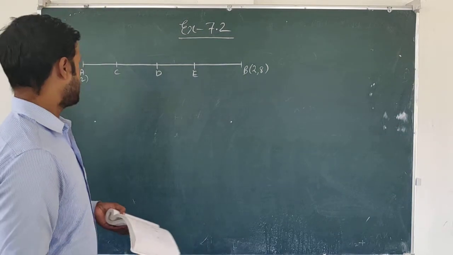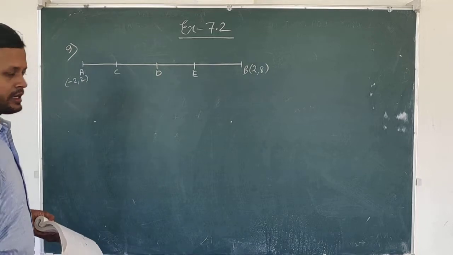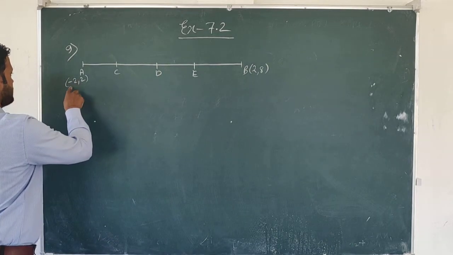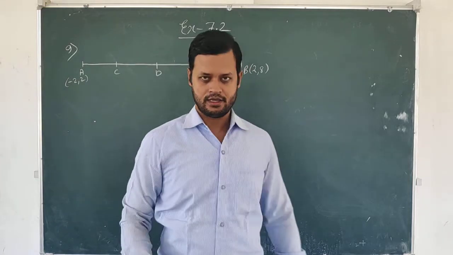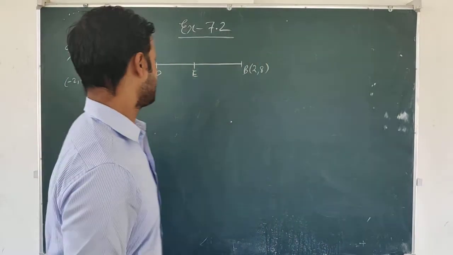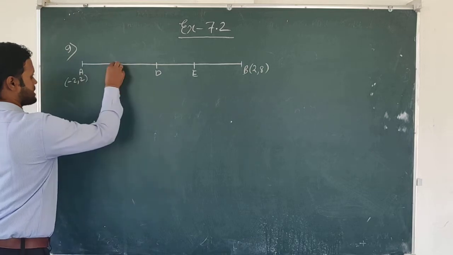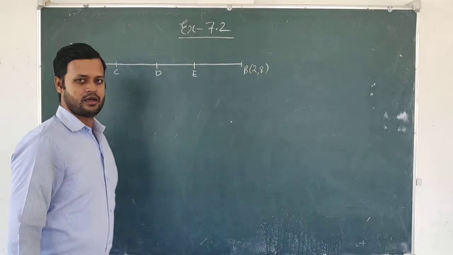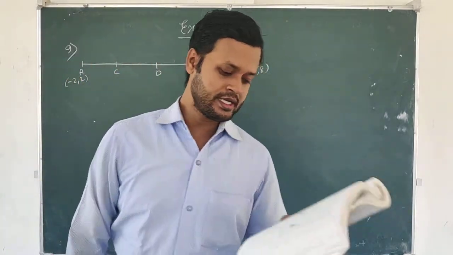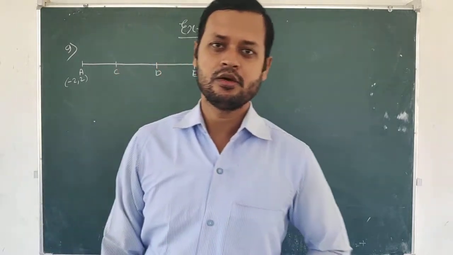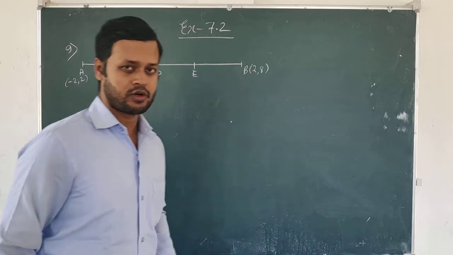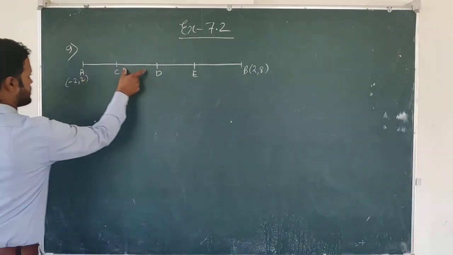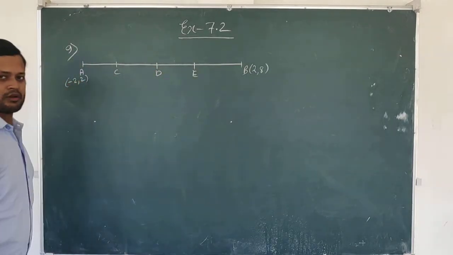One point is A, minus 2, 2, another point is B, 2, 8, and here you see in between 3 points are there, C, D, E. We need to find out the coordinates of the points C, D and E. C, D and E are the points which are dividing the line segment AB into 4 equal parts. See, 1 part, 2 part, 3 part and 4 part, 4 equal parts.